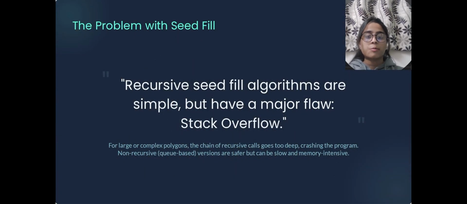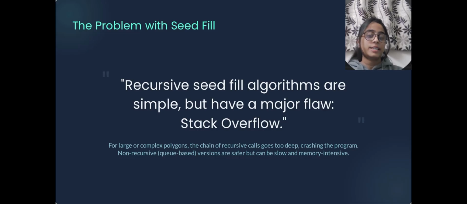Also, the problem with seed fill is stack overflow, because these algorithms are recursive, and every time they move to a neighbor, they add a new function call to the program's stack. For a small shape, this is fine, but imagine trying to fill a high resolution and complex polygon. The chain of recursive calls can become thousands of levels deep, and the process runs out of memory to store this chain, and therefore it crashes. So you can write them non-recursively using a queue, but they are still relatively slow and memory intensive for large complex shapes. They just aren't a good fit for high performance graphics, and for that we need a better way.